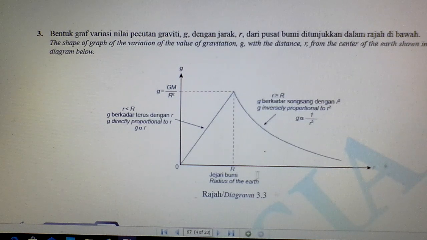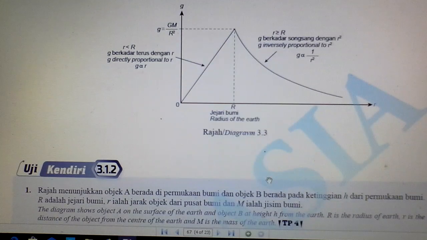You can see as the object moves further from the surface of the Earth, the value of r increases. So what happens? The value of small g, or gravitational acceleration, decreases. From here, the relationship is small g inversely proportional to r squared. Meaning the further the object is from the Earth, the smaller the value of gravitational acceleration. So that explains the shape of the graph.